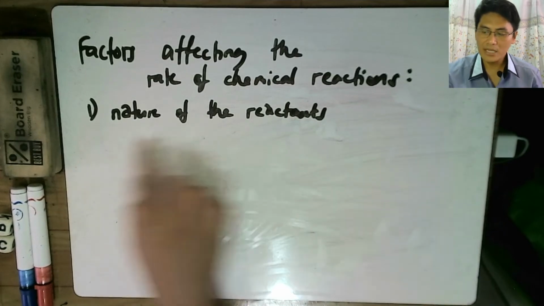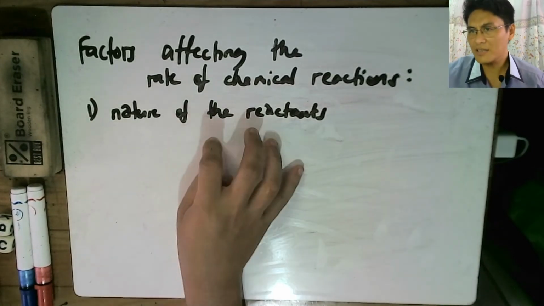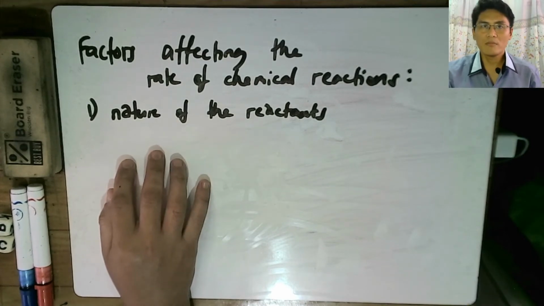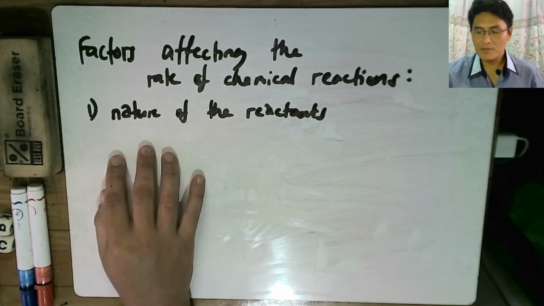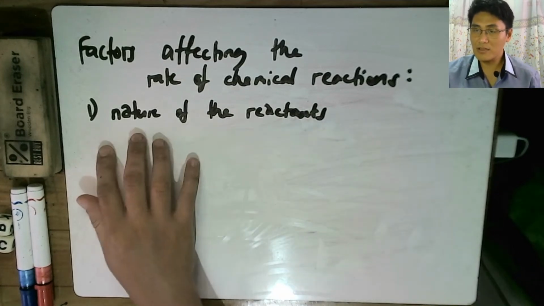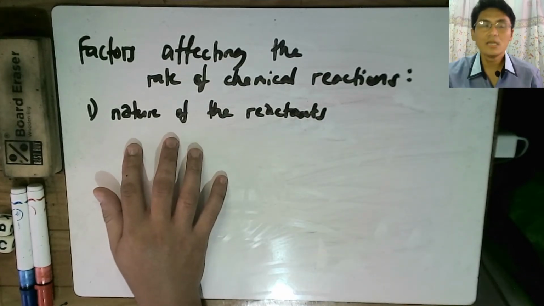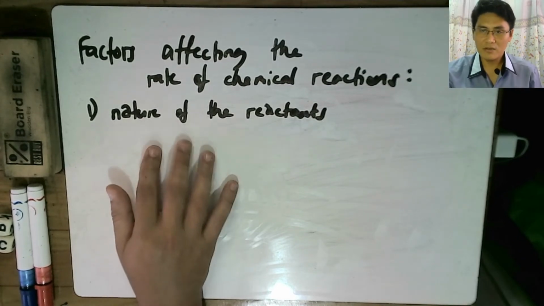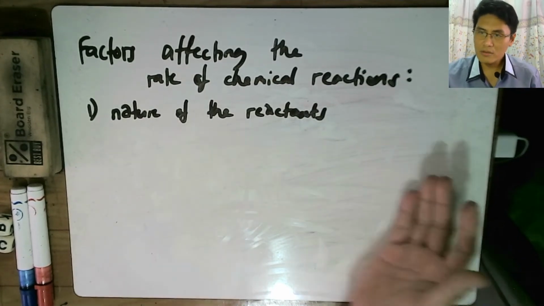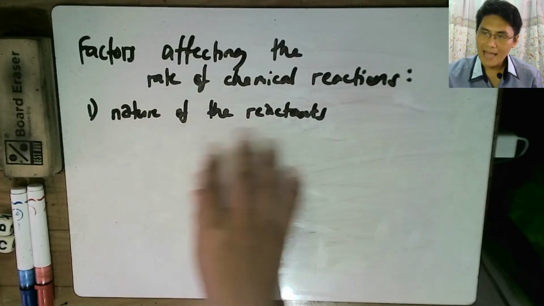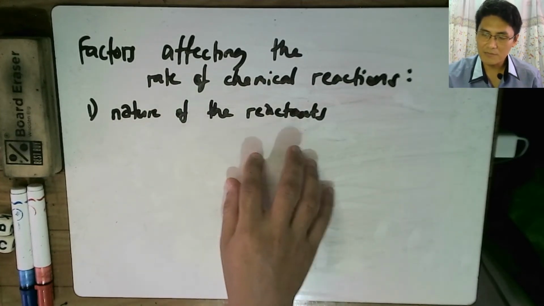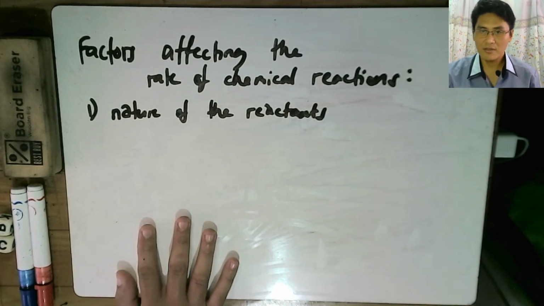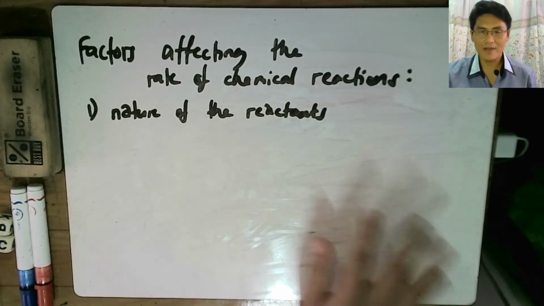It's just built into what atoms are there in the reactants. Are the atoms more electronegative? Can the atoms be in ionic form or not? Can they form covalent bonds or metallic bonds? It depends on the nature of the reactants. So simply put, some atoms and some chemical reactants based off of those atoms are just more reactive than other atoms and other reactants.